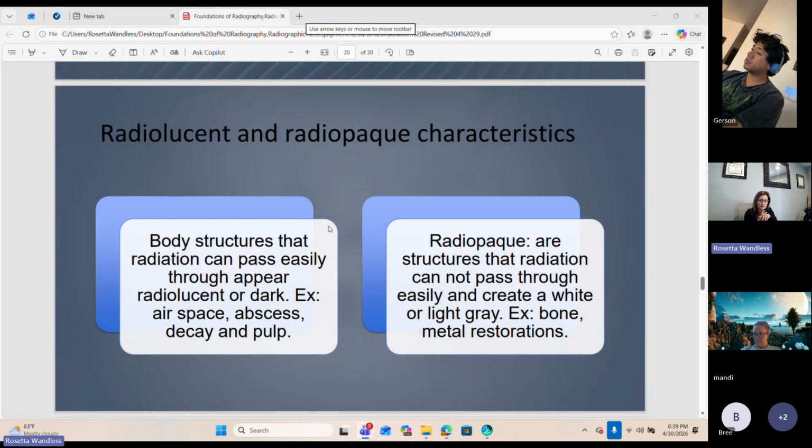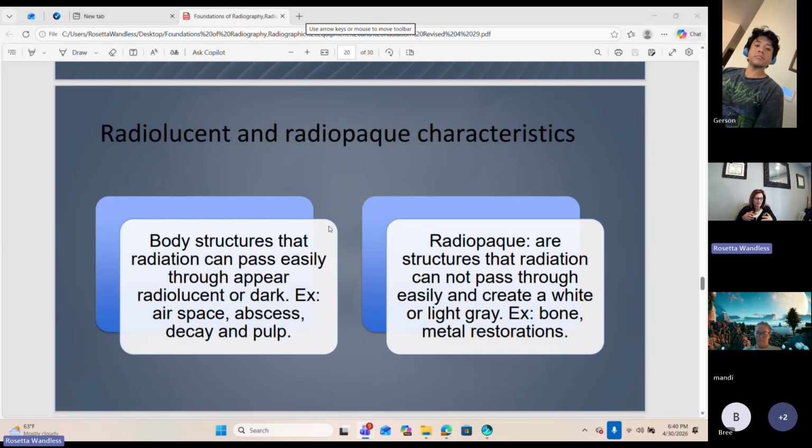Decay, whether it's recurrent decay, new decay, doesn't matter. If it's decay, it's going to go straight through. Why? Because with decayed enamel or dentin, decayed tooth, there's nothing there. The bacteria ate it away. So it's leaving the decay there, but a solid part of the tooth is gone. So again, it travels straight through. So decay will show up black. The pulp of a tooth, which is the total inside of the tooth where your nerve and your blood supply are, is essentially just light tissue, again showing black.